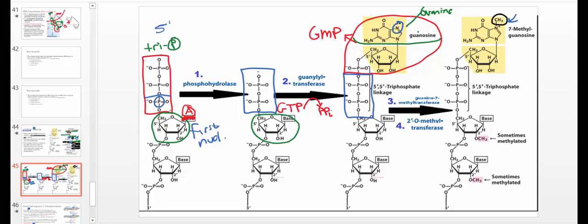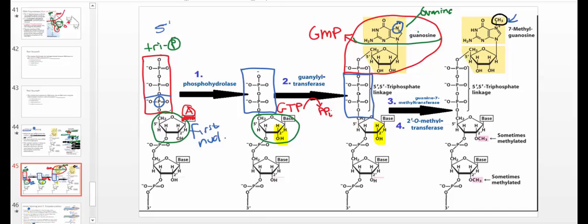Notice on the ribose ring I have a 2' hydroxyl group. So let me highlight that. Right here I have a 2' hydroxyl group, right? And in that hydroxyl group, the oxygen is attached to a hydrogen. So what essentially this 2' O-methyltransferase does is it's going to methylate the 2' hydroxyl group.